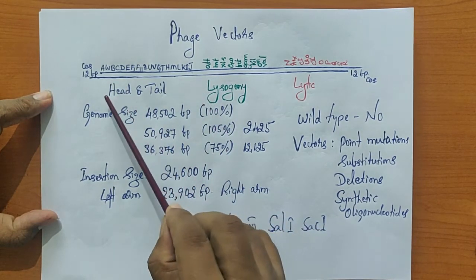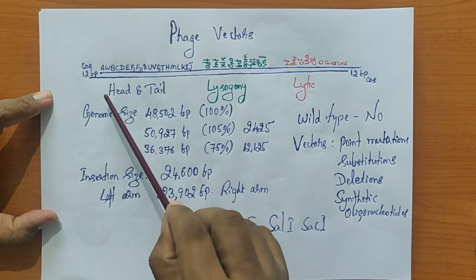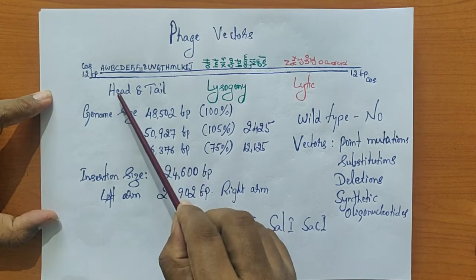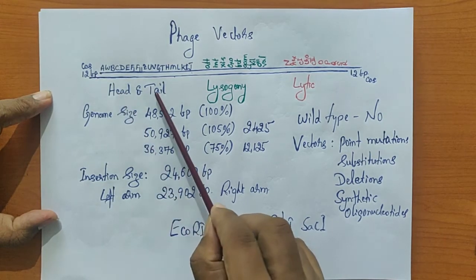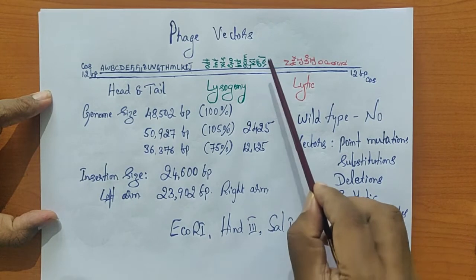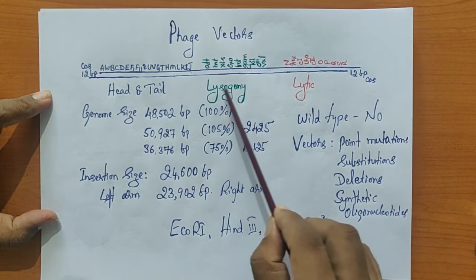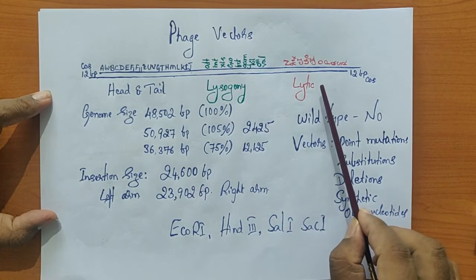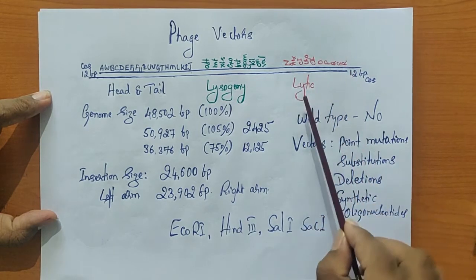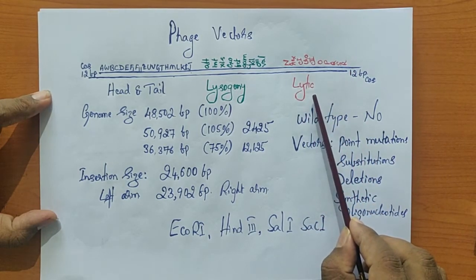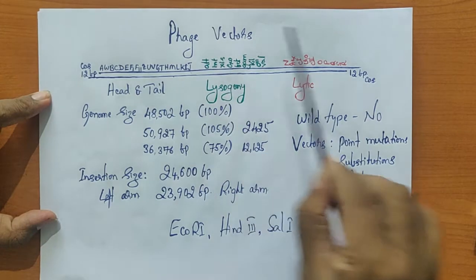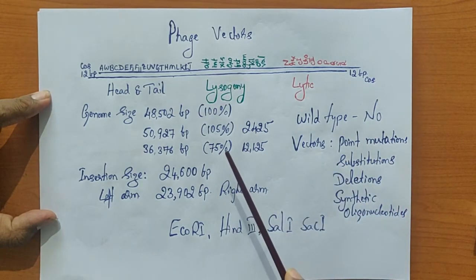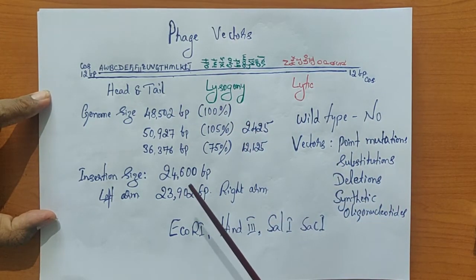On the left hand side we have the genes responsible for the protein assembly of head and tail. In the center we have the regulatory elements required for lysogeny, and in the right hand side we have the regulatory elements required for the lytic cycle. Now let's see what kind of strategies they have employed for the construction of Phage vectors.